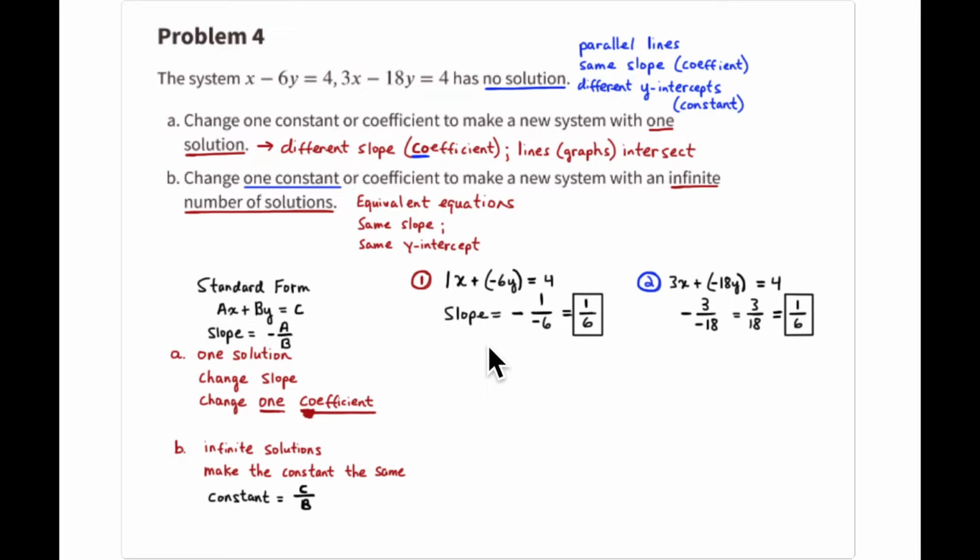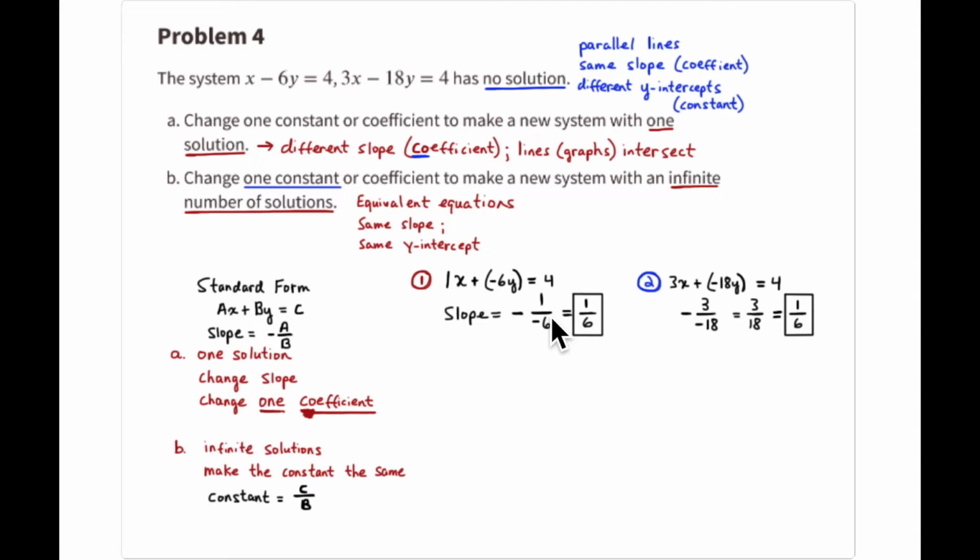So for number 1, the slope is determined by this coefficient 1 divided by -6, and it's the opposite of that value. So it's the opposite of a -1/6, which is a +1/6. So this equation has a slope of 1/6. For equation 2, it is a, which is 3, divided by -18, and it's the opposite of that. So the opposite of a -3/18 is a +3/18, which simplifies to 1/6. So they both have the same slope, 1/6.